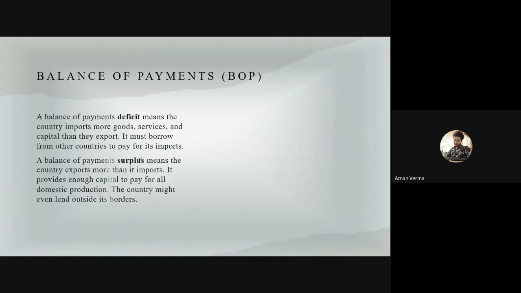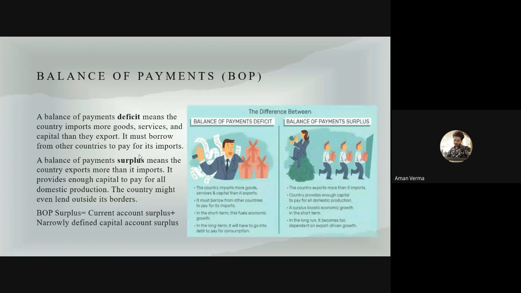What are the different types of balance of payments, like balance of payment surplus or balance of payment deficit? A balance of payment deficit means the country imports more goods, services, and capital than it exports. It must borrow from other countries to pay for its imports. And the balance of payment surplus means the country exports more than it imports. It provides enough capital to pay for all domestic production. The country might even lend outside its border. So the balance of payment surplus is equal to the current account surplus plus the narrowly defined capital account surplus.